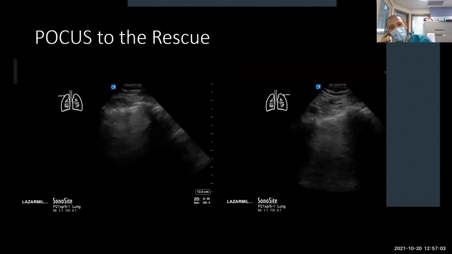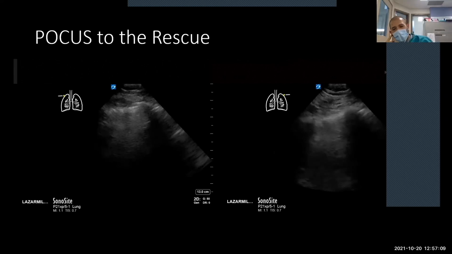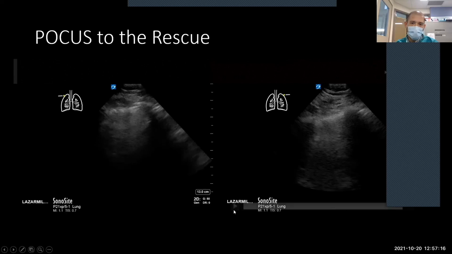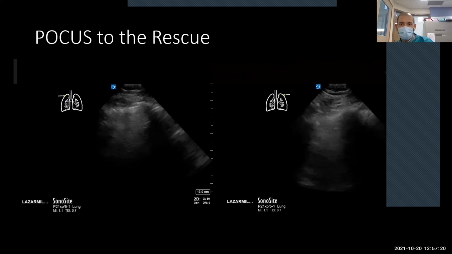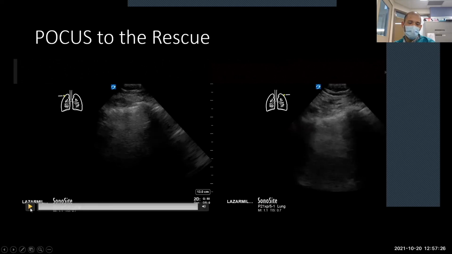So, bring out our trusty ultrasound. So, does anyone want to comment on what you see here? This is L1 and R1 on either side. I'll play them again for you here. Any comments on what you see here?